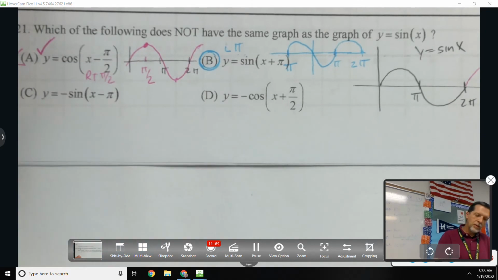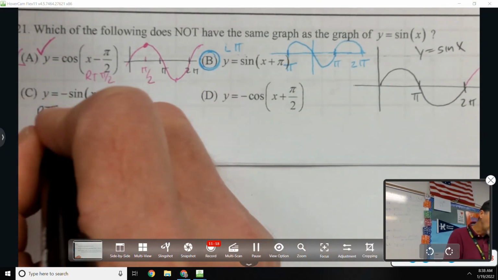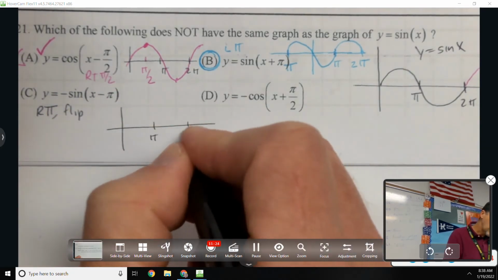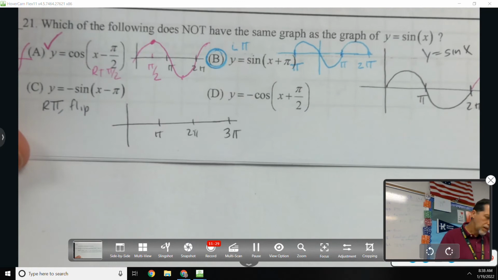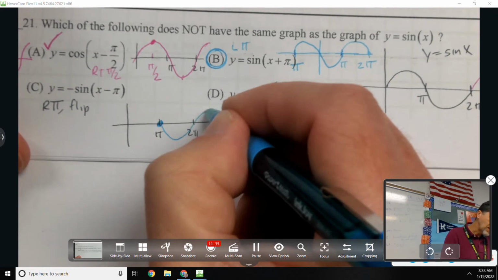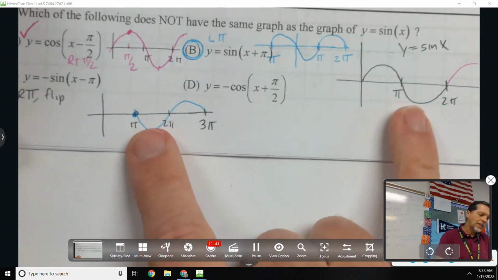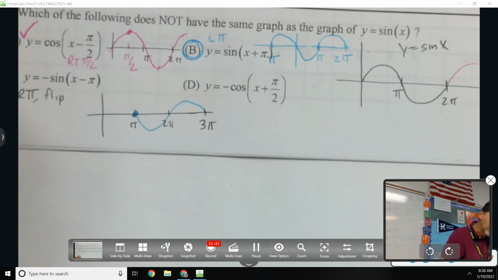Let's do one more of these because it must work, but I want to see that it does work. So x minus pi is right pi, and the negative sign is flipped. So I'm going to go right pi, start here, but it's flipped, so I'm going to draw it like this. Again, is that the same graph as our original? It doesn't look like it, but if we drew all of it the right way, it is. So C does work.